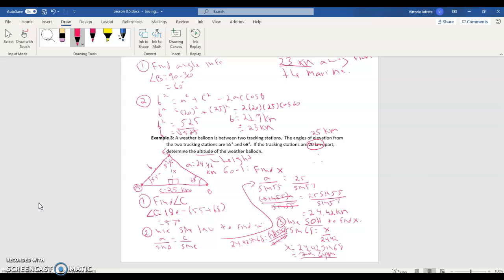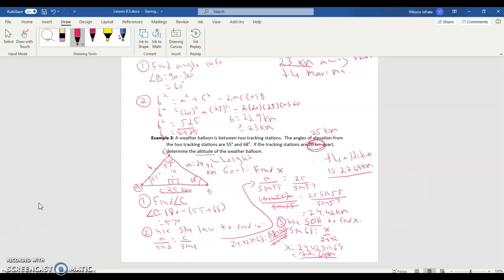Therefore, the altitude is 22.64 kilometers. So what I recommend you do is you now try the problem using the 20 kilometers.